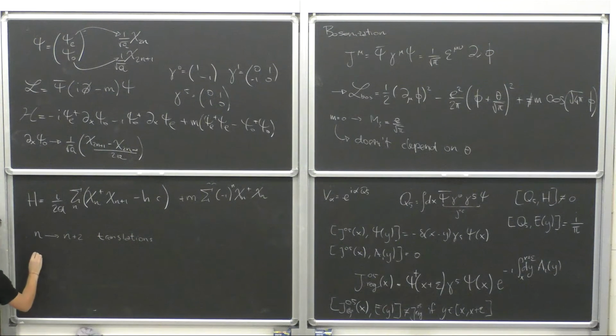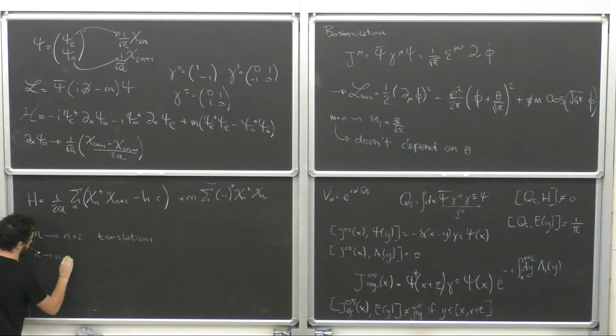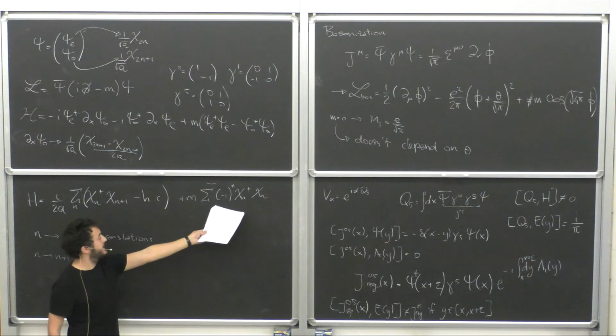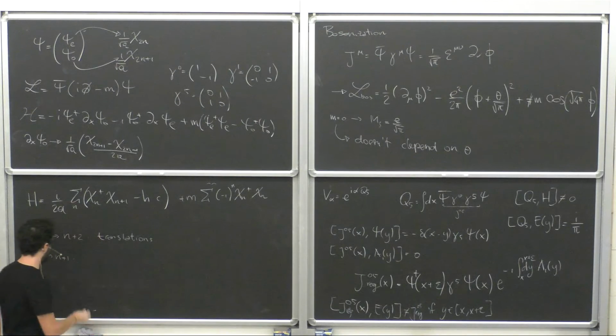But what happens if I send n to n plus 1? Well, this is not a symmetry unless m is equal to 0, because this term breaks the symmetry between even and odd sites. So this is a symmetry only at m equals 0. And we should think of this as a discrete chiral transformation.